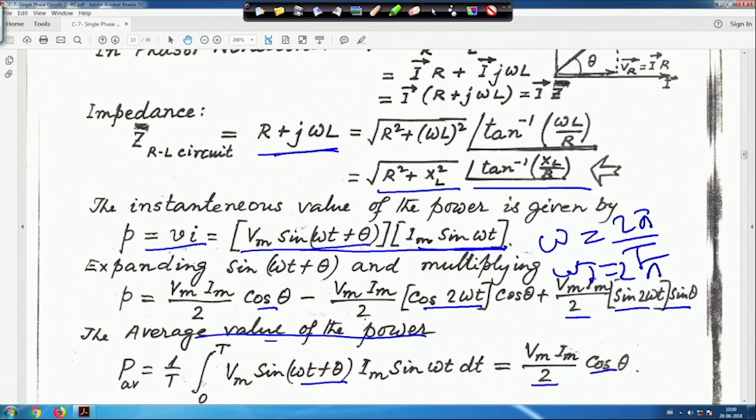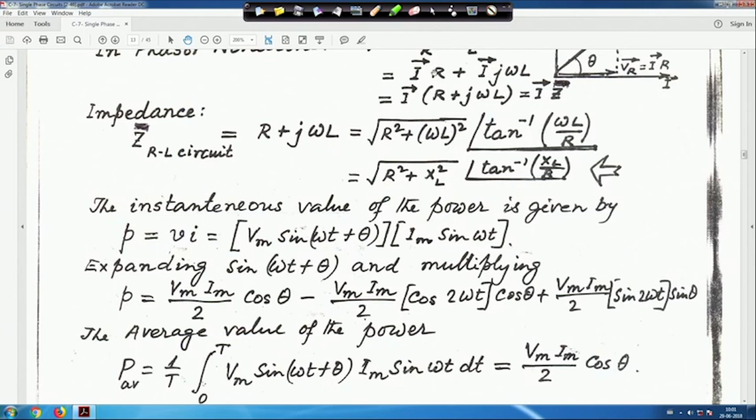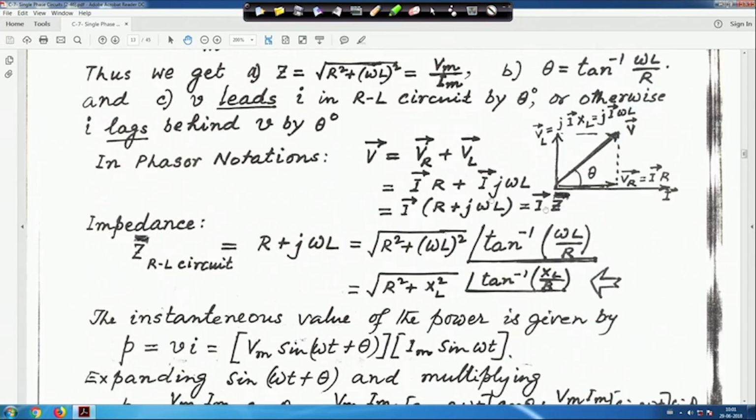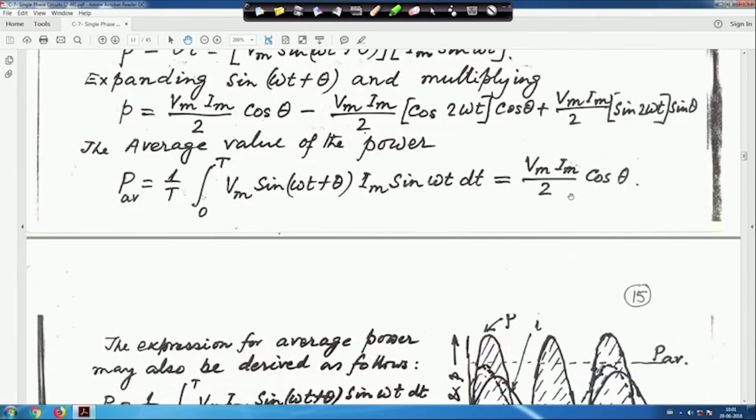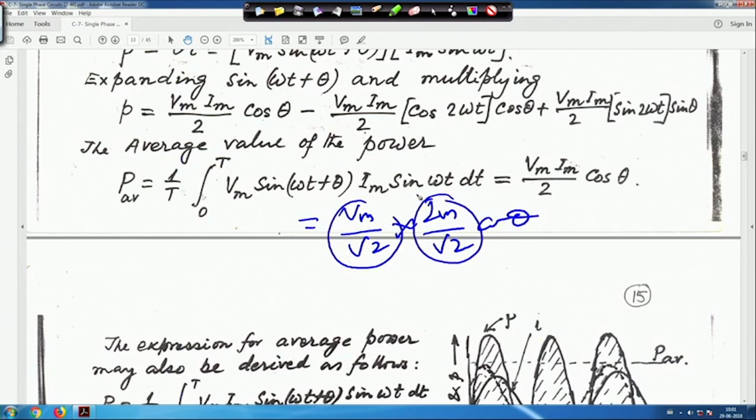So cos θ is the power factor, that means θ is the angle between the voltage and the current. So this is actually coming as Vm Im by 2 cos θ. That means Vm Im by 2 you can write as Vm by root 2 into Im by root 2 into cos θ. That means this is my RMS value of voltage, and this is the RMS current.